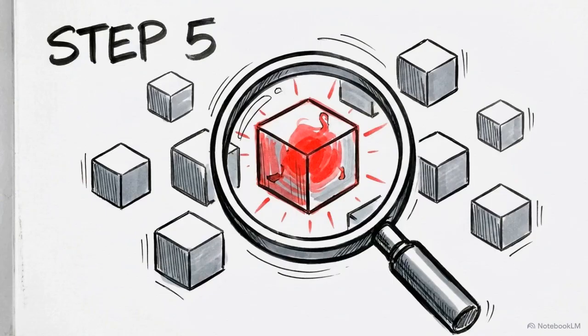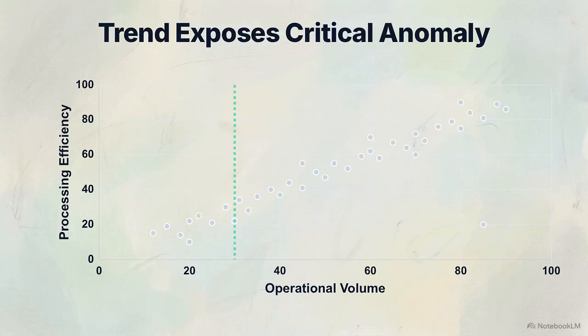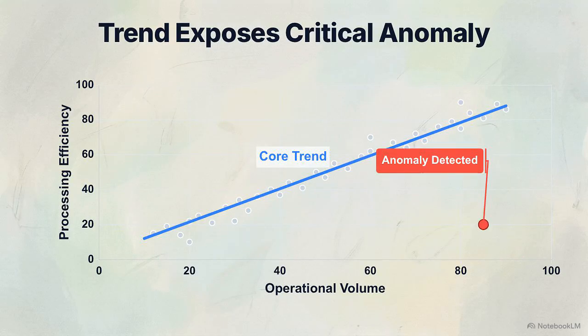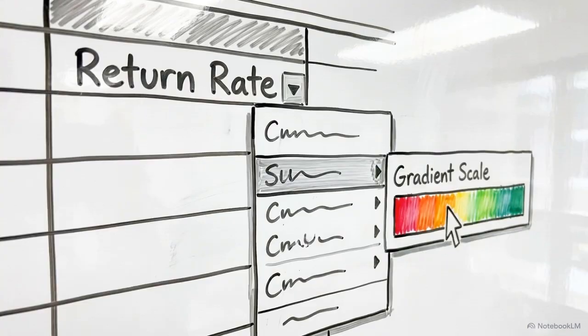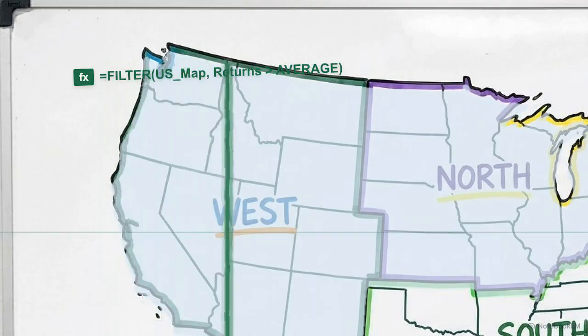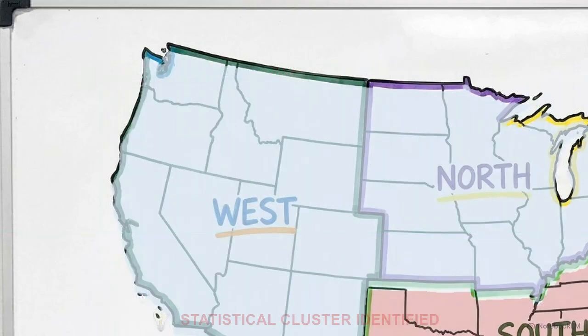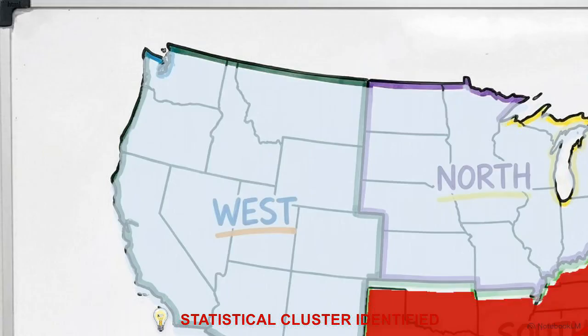In Step 5, exploratory data analysis, the analyst actively probes the unified grid to find trends, correlations, and outliers. Aggregate functions condense grids. Using SUMIFS, the analyst calculates total sales by isolating records matching the South region. This is narrowed further with COUNTIFS, counting transaction rows matching multiple conditions, like South and electronics. Conditional formatting is then applied to the return rate column. By highlighting values above average, the software reveals a statistical cluster of high product returns, specifically in the South.